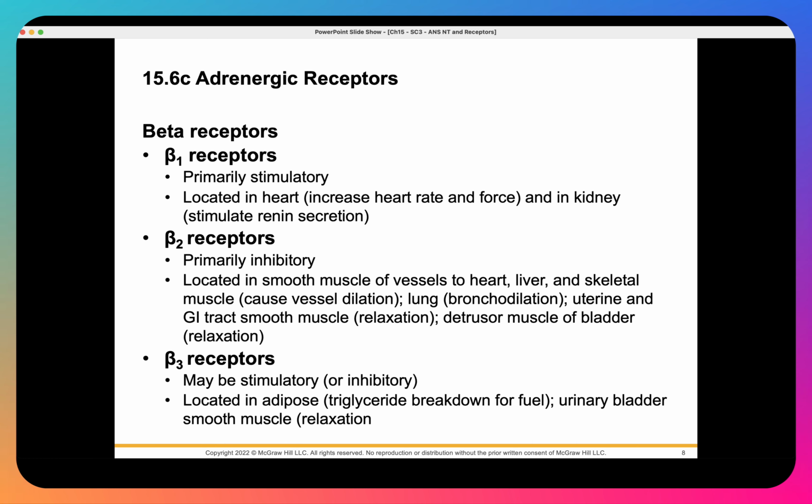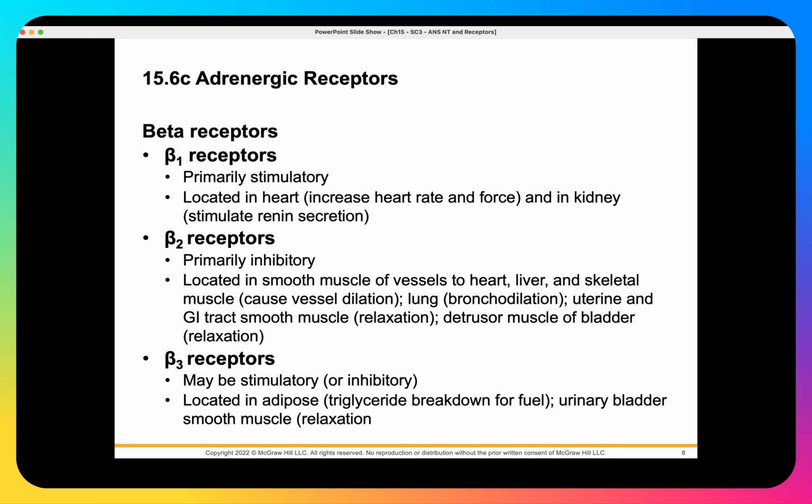Now, the beta-2 receptors are going to be inhibitory. The places I want you to be very comfortable with are where they're located: smooth muscle, vessels to the heart, liver, and skeletal muscle. This is important because it means we are actually going to see vasodilation and bronchodilation. That is important, okay?